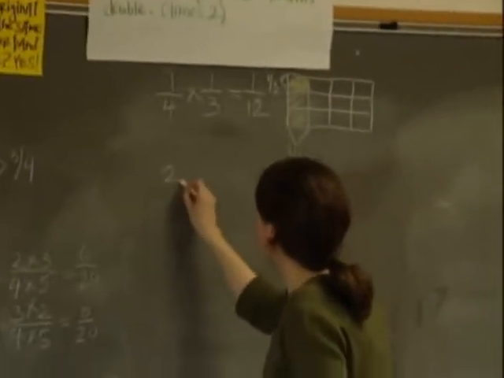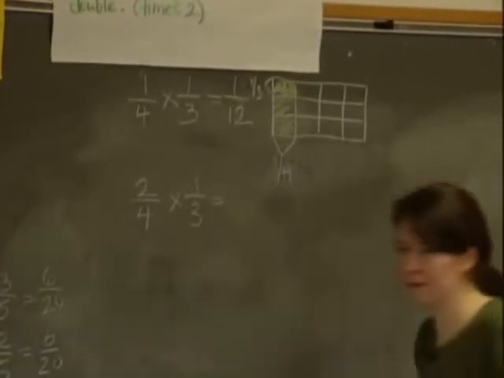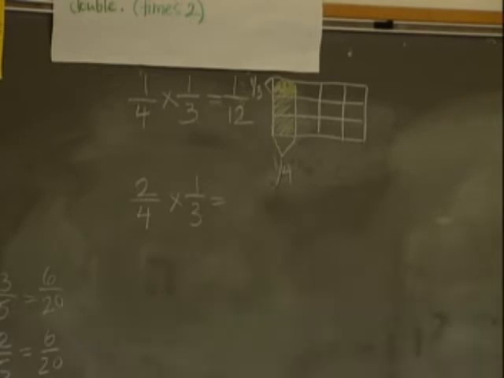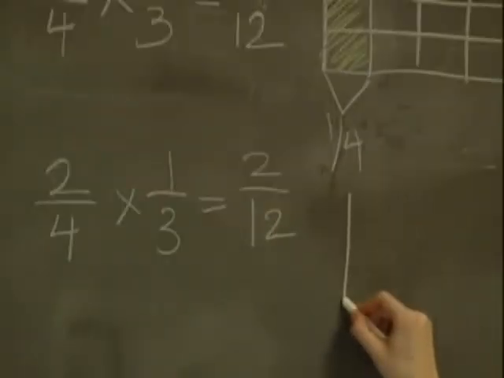What if I think about this one? All right. So think about it. When you think you got it, put your thumb up. Think about it. Robert, what do you say? I think it's 2/12. Okay. Let's see if we can make an array to represent it.